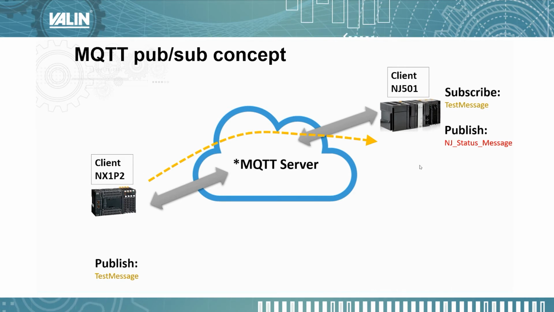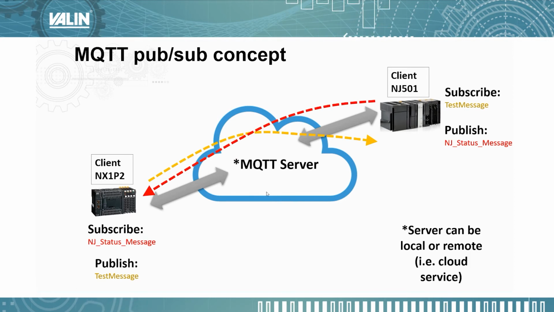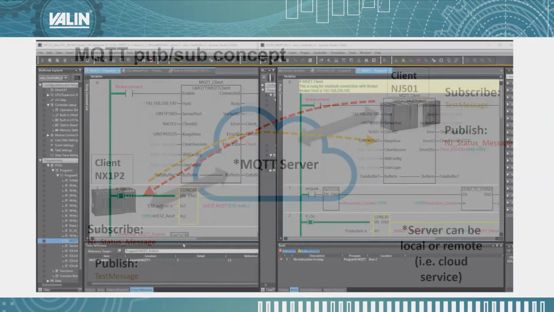Now, at my client NJ501, let's say I want to publish an NJ status message topic. So I can publish that. And whenever I want to get the NJ status message, client NX1P2 can subscribe to the topic NJ status message to get the data inside the topic. And like I mentioned before, this server can be local or remote, on the cloud. But for now, I'm using my laptop as the MQTT server.